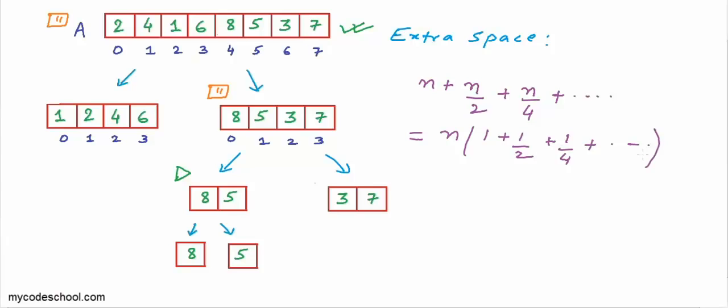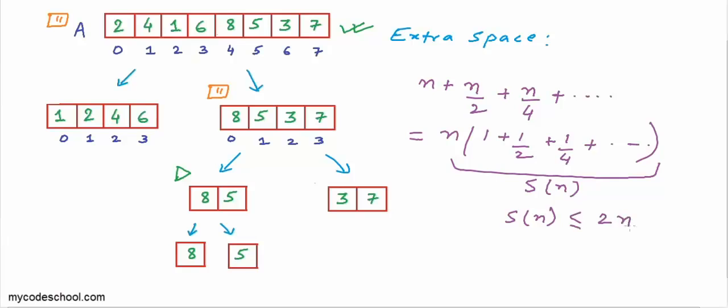But even if we take this geometric progression 1 plus 1 by 2 plus 1 by 4 plus 1 by 8 and so on till infinity, the sum will be 1 upon 1 minus 1 by 2, which will be equal to 2. So overall this expression, if we call this function Sn, then Sn is definitely less than or equal to 2n, and Sn is definitely greater than or equal to 1n. So Sn is clearly theta n. So space complexity of merge sort is theta n.